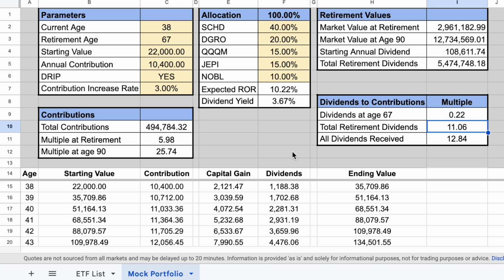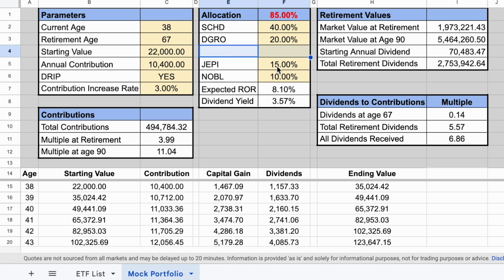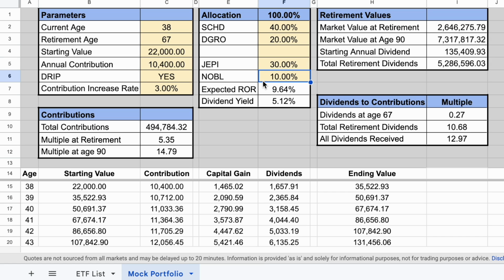Let me now change the asset allocation to see how the final outcome would change if I opted for a different mixture of ETFs. Let's get rid of QQQM that pays the smallest dividend yield, in favor of JEPI that is the highest yielding component here. So I'm going to delete QQQM altogether and increase the allocation to JEPI from 15% to 30%. This lowers the expected rate of return slightly to 9.64%, but it boosts the dividend yield up to a very nice 5.12%. The final retirement values still look attractive.